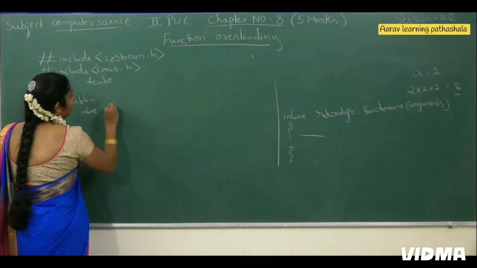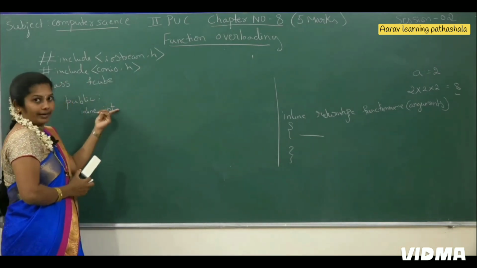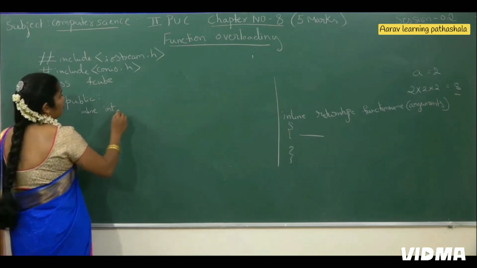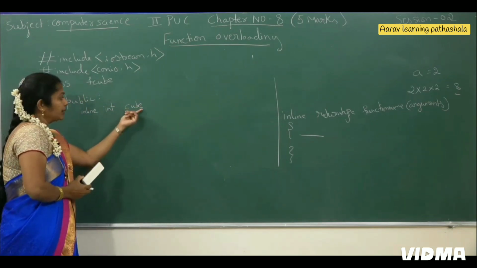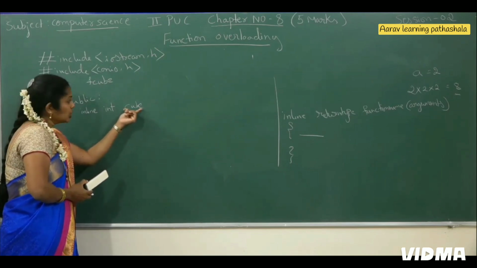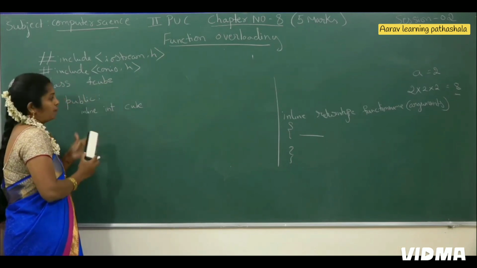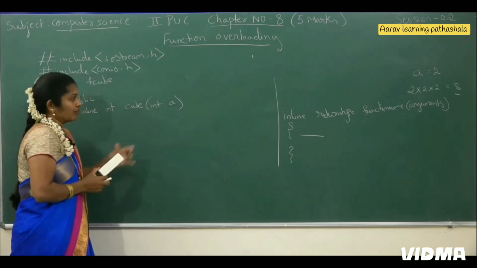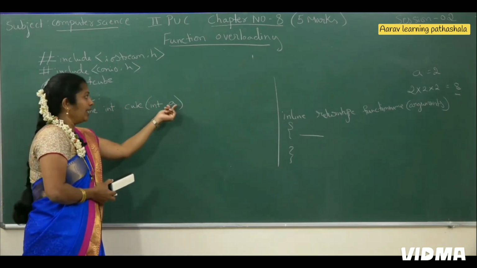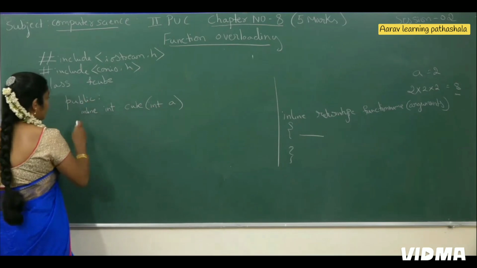I am going to write integer format. This is the return type. Then what is my aim of the program? For example, I want to find the cube of a number. That's why I'm going to write the function name as cube, and the class name is fcube. Inside the bracket I'm going to write int a. a is the argument which I'm taking of type integer.